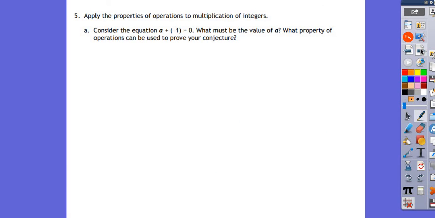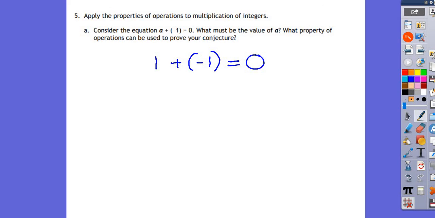Okay, so I want to go to number 5, and it says on 5A, consider the equation a plus negative 1 equals 0. What must the value of a be? A positive 1. So if I owe somebody $1, how much do I want to pay them? $1. So then it cancels out and I don't owe anybody anything, right?